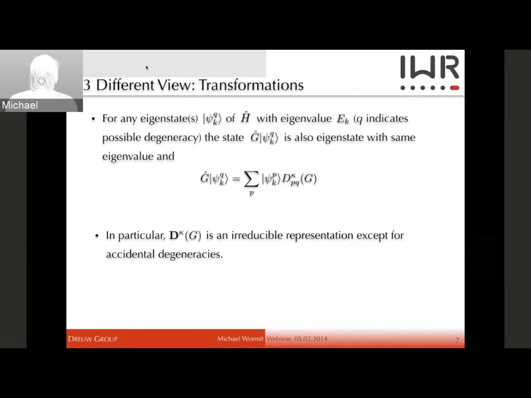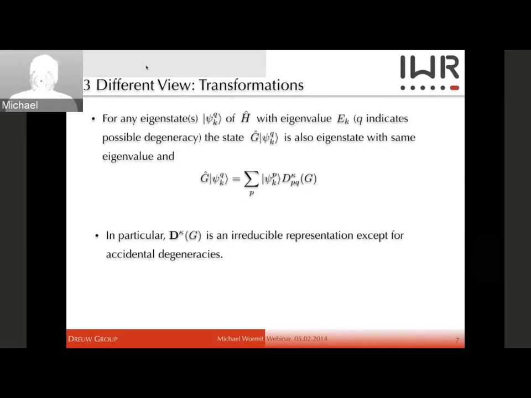psi k of H with eigenvalue ek, where the Q also again indicates degeneracy if it's present, you can look at the transformed state. The state transformed with respect to G is also an eigenstate with the same eigenvalue ek of H. You can show this, similar to before, by just applying the Hamiltonian and using the commutation relations.